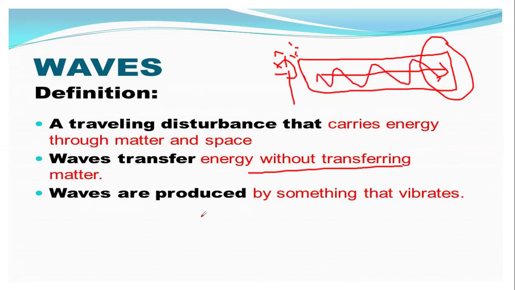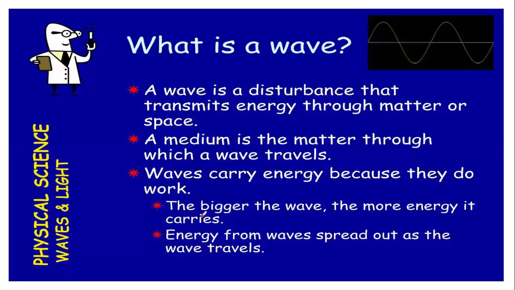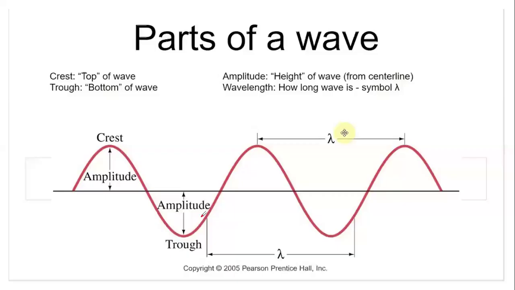Waves are produced by something that vibrates, you can also take note of that. And a wave, to define it again, is just a disturbance that transmits energy through matter or space. Then we can talk about the parts of the wave. This is a representation of the wave. You can draw an axis there, and then you draw a wave that goes like that. This wave has very important parts that you have to take note of for the topic of atomic structure in general. So this is just an introduction.